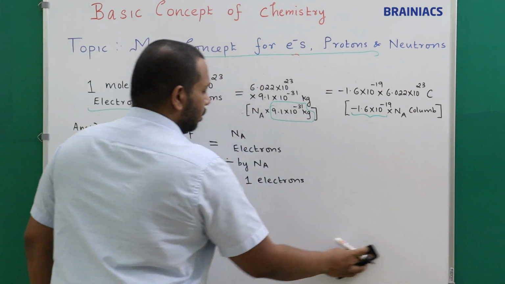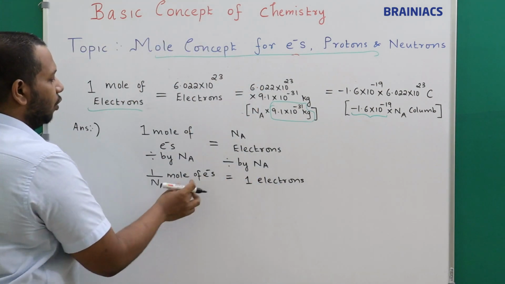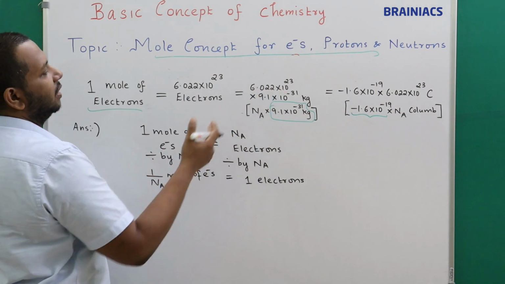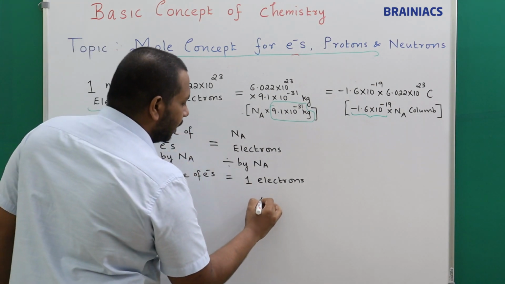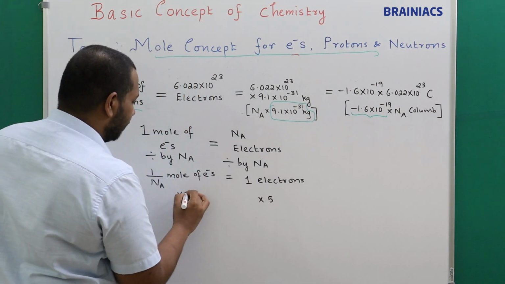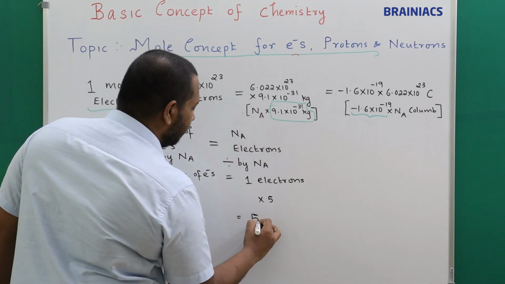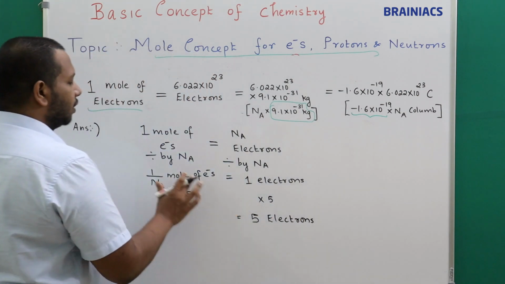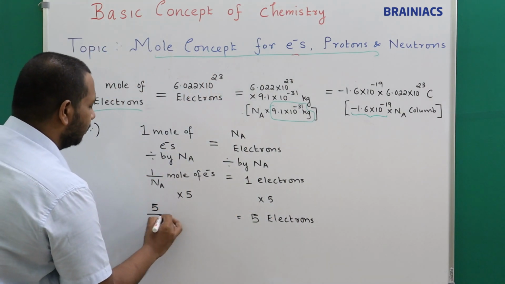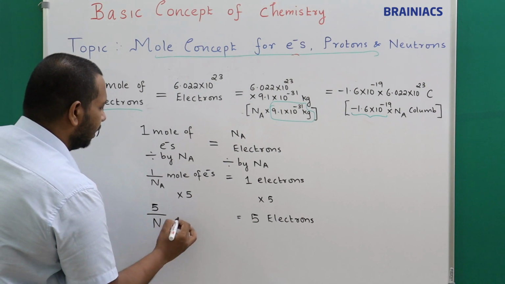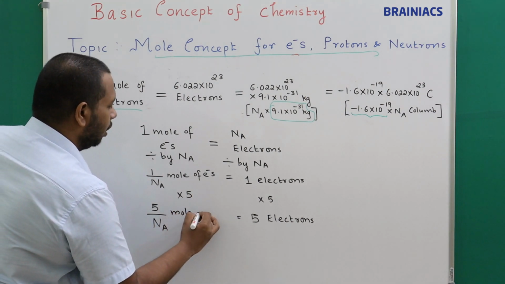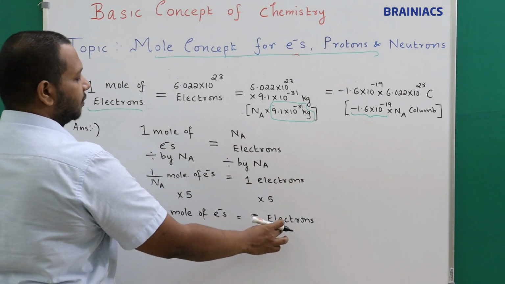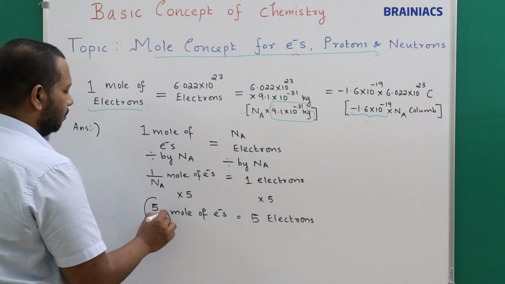Now tell me, I got for 1 electron, how many moles are there? In 1 electron, I can say 1 by Na mole of electrons are there. But in my question, they are asking me 5 electrons. So I am multiplying by 5. So here also multiply by 5. So for 5 electrons, it will become 5 divided by Na mole of electrons. I got the answer. The question was how many moles of electrons are present in 5 electrons. I can say the answer is 5 by Na.